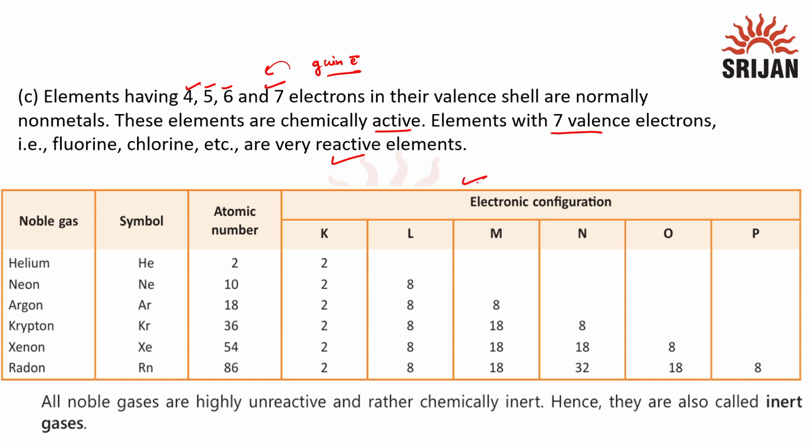Now we can see here the electronic configuration of noble gases in this table. All the noble gases are highly unreactive and chemically inert, hence they are also called the inert gases. As you can see, the outermost shell of all the noble gases has 8 electrons.